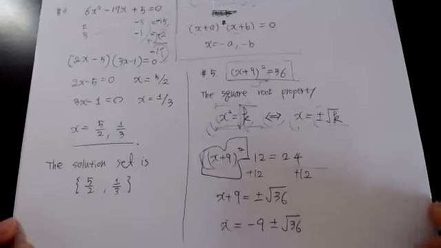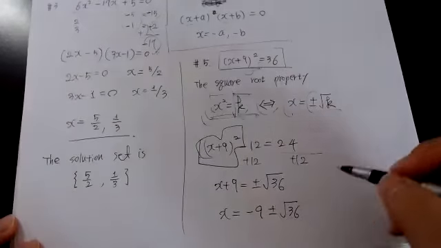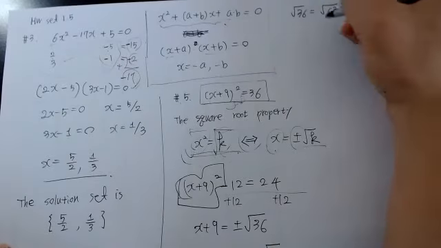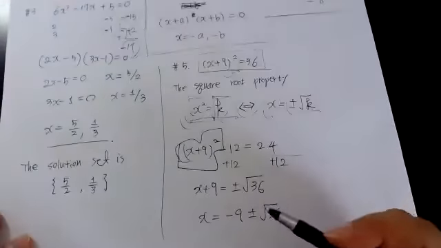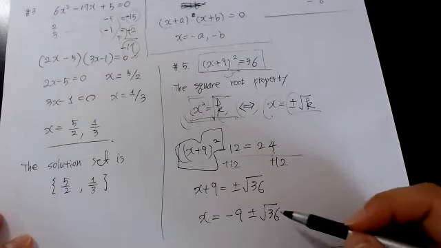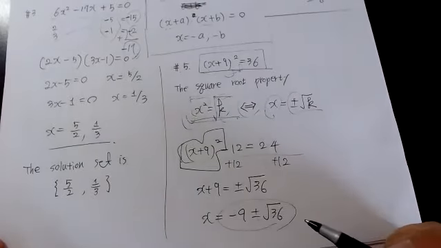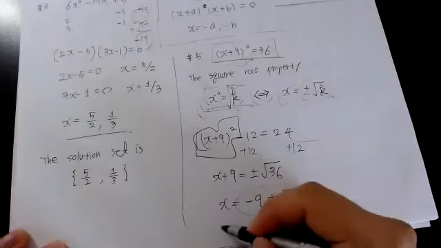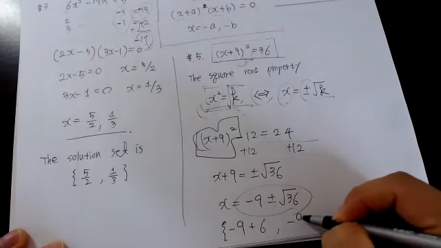Square root 36 is nothing but 6, right? You know that, right? Square root 36 is equal to square root of 6 squared, which is equal to 6. So plus and minus means plus the square root 36 and minus square root 36. That means the equation has two solutions: minus 9 plus 6 and minus 9 minus 6.